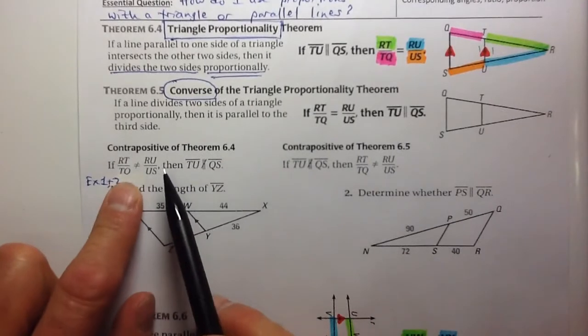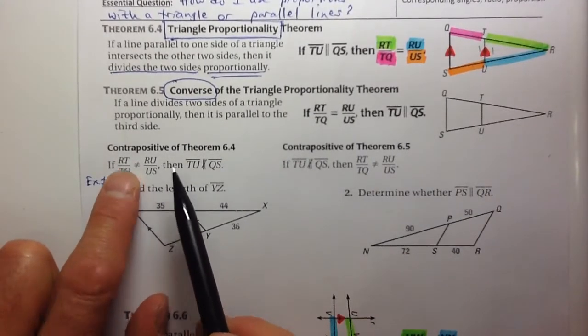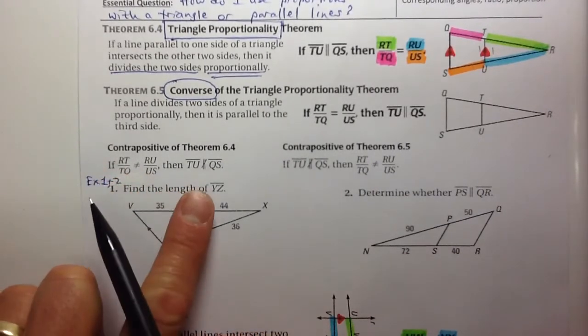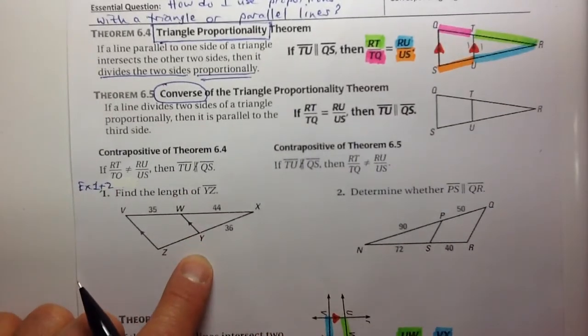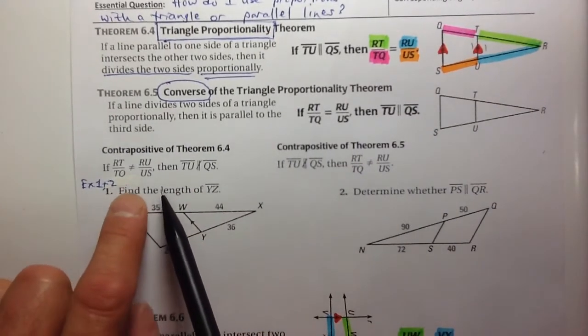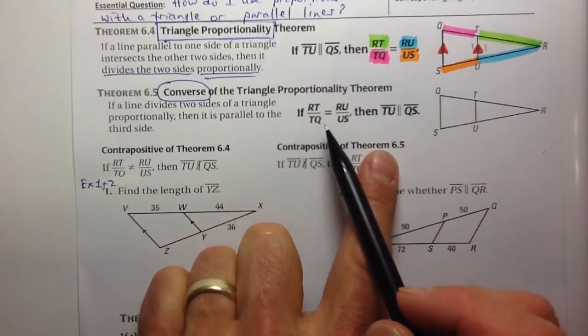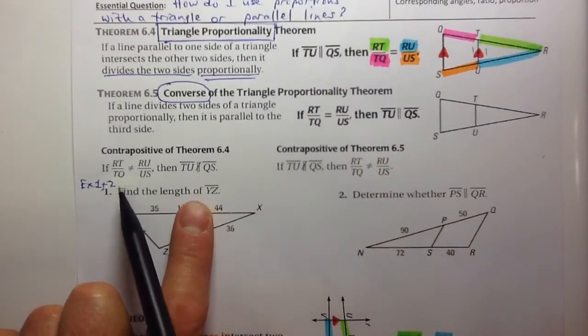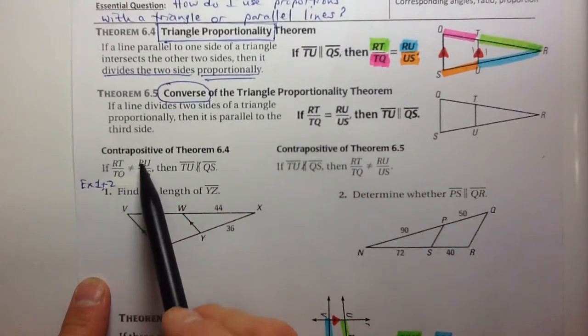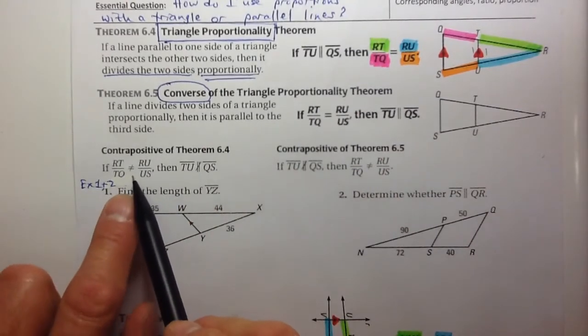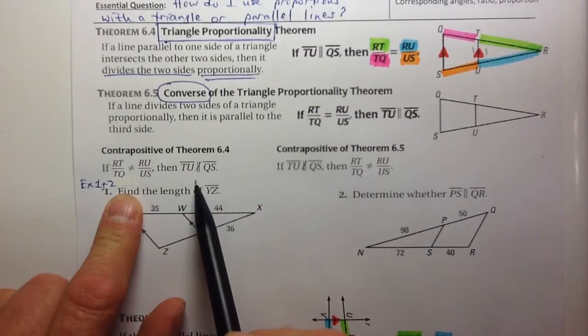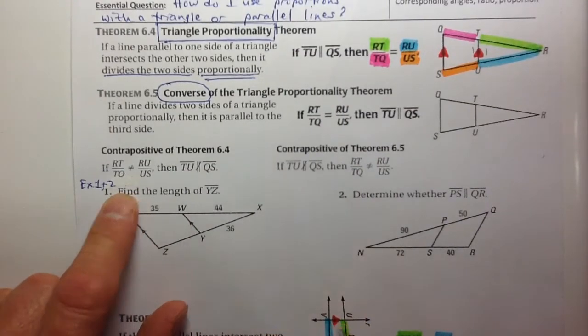The contrapositive, remember back in chapter 2, contrapositive means you take the converse and you negate it. And so here we are, first we take the converse to get here, and then we negate it, meaning it's saying that they're not proportional. If they're not proportional, then we know for sure that they are not parallel.